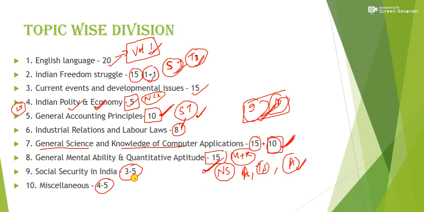Now social security, these are nothing but the schemes. For example, schemes related to old age and pension, these are the social security topics. Then miscellaneous: any general knowledge questions which are not part of the above, I took in the miscellaneous.